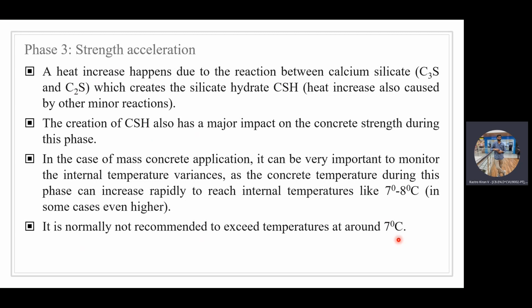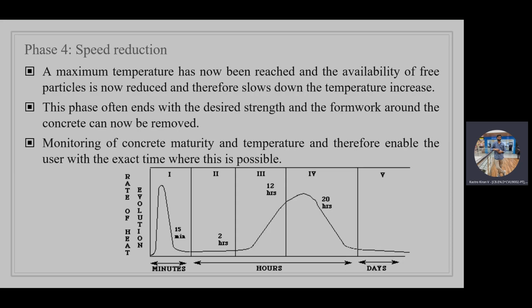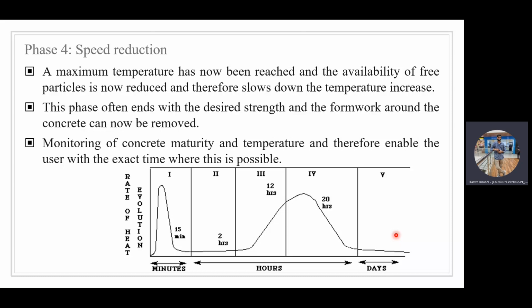Basically, in this case, we are going to have temperatures at around 7 to 8 degrees centigrade. So that's phase 4, where we come towards the speed reduction. Now, what happened in phase 3? In phase 3, the strength is getting accelerated. But in phase 4, what is happening? Whatever chemical reaction is available tends to increase up to a particular point, and then it comes to a decreasing level. That is within 20 hours. This phase will happen, so a maximum temperature has now been reached in the concrete.